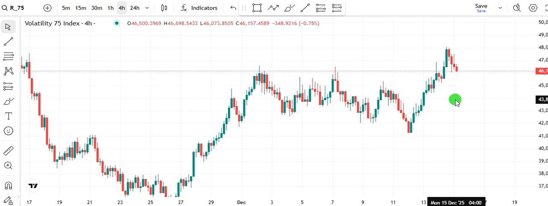So I think here is a better choice for you. This doesn't go on break. There's no fundamental required, just pure technicals. And if you're good at technicals, you can actually go into this. Therefore, this is the best way you should be trading.